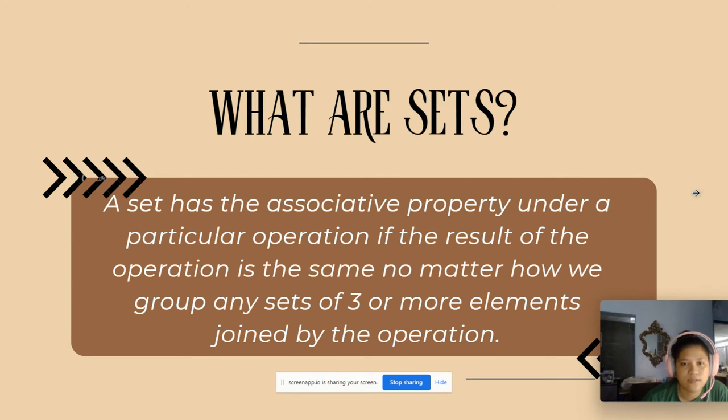A set has the associative property under a particular operation if the result of the operation is the same no matter how we group any set of three or more elements joined by the operation.